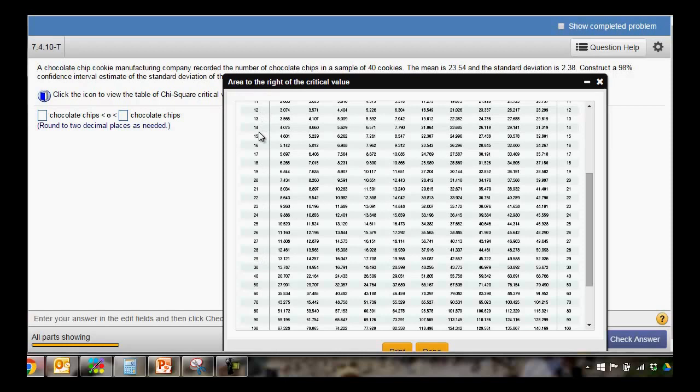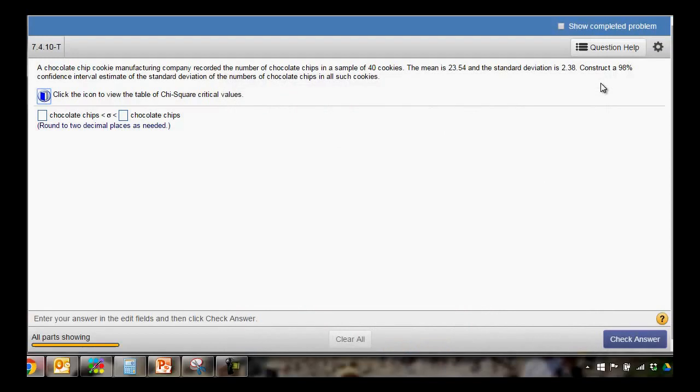It goes up in steps of 1 all the way up to 30, but then beyond that it does steps of 10. So you're stuck with having to use 40 as an approximation, which isn't the worst thing in the world, but it's a lot easier to just let technology do this for us.